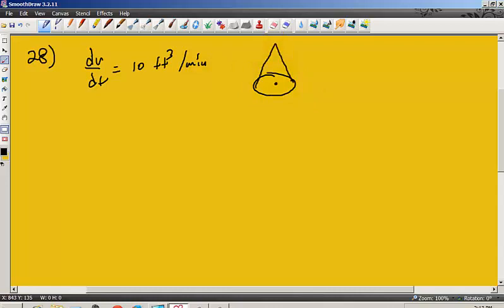dv dt is equal to 10 feet cubed per minute. Okay? Okay, so the bottom radius is half the altitude. Same problem over and over. This is the circumference, dc dt, when h is equal to 8 feet. There's a little twist in this, just like there was a twist in that extra credit problem. You have to do two things.